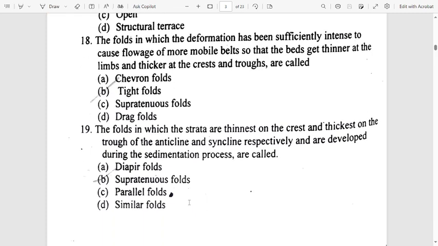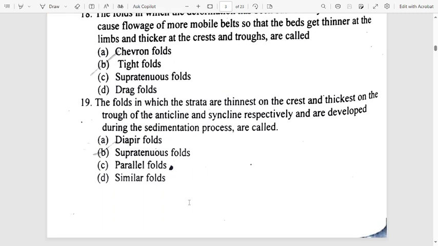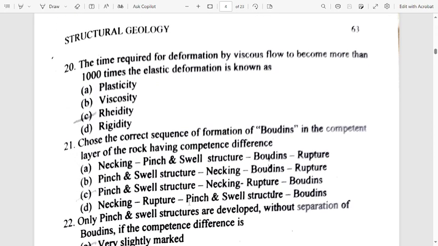The fold in which the strata are thinnest on the crest and thickest on the trough of the anticline and syncline respectively and are developed during the sedimentation process are called supratenuous folds. The time required for deformation by viscous flow to become more than 1,000 times the elastic deformation is known as relaxation time. Choose the correct sequence of formation of boudins in the competent layer of the rock having competence difference.